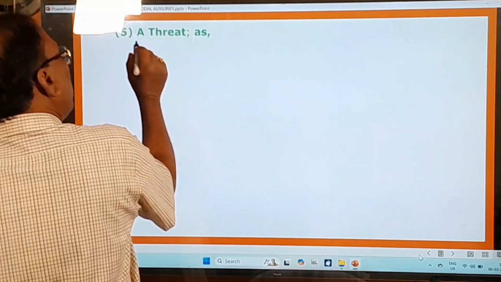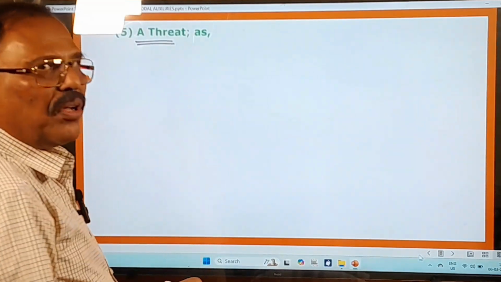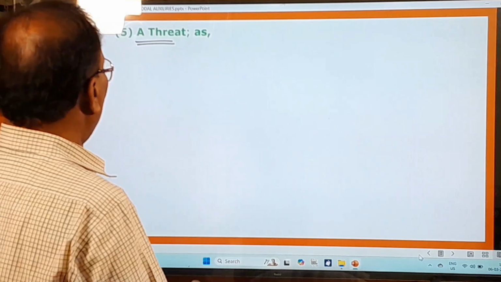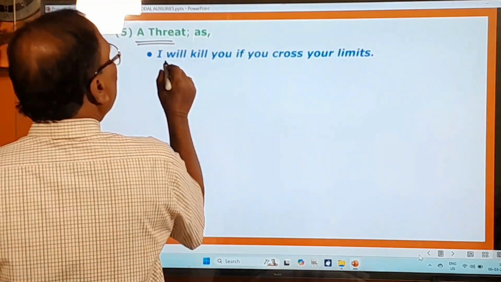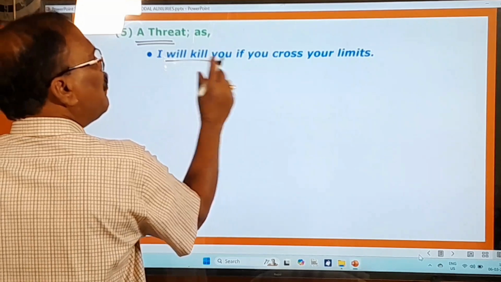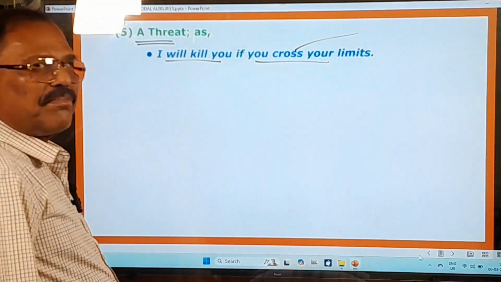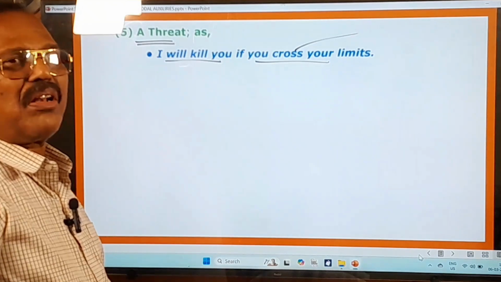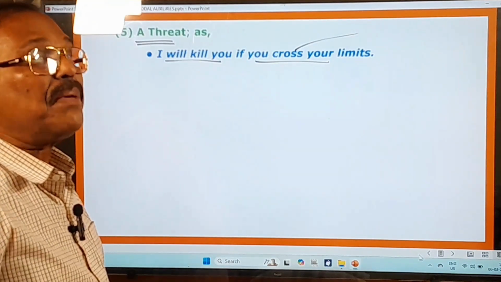And fifth one, a threat. Will also indicates a threat when used with first person singular and plural. How? Let us see that. I will kill you. So it's a threat. నేను చంపేస్తాను if you cross your limits. నీవు నీ హద్దులు దాటితే నేను చంపేస్తాను. It's a threat. Of course, you are not going to kill him, but you simply say that.